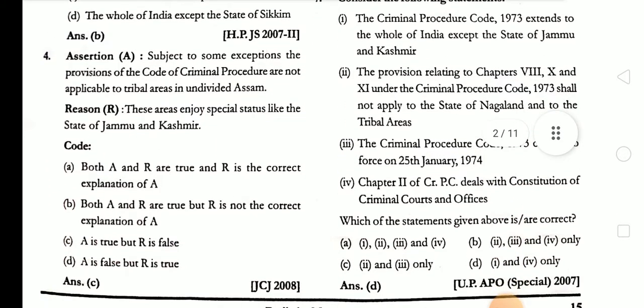Next question relates to assertion and reason. Subject to some exceptions, the provisions of the Code of Criminal Procedure are not applicable to tribal areas in undivided Assam. These areas enjoy special status like the status of Jammu and Kashmir. So which is the correct answer out of these? Here A is true but R is false. So subject to certain exceptions, provisions of CrPC are not applicable to tribal areas in undivided Assam.